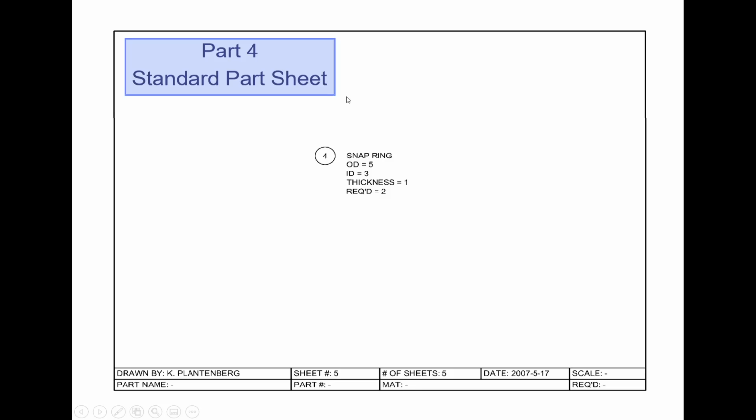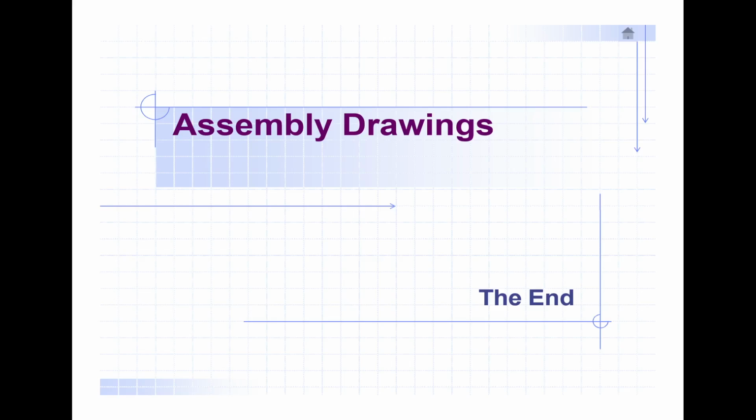Okay, this snap ring is a standard part sheet, so we only put its specs. Okay, so that's all for working drawings and assemblies.